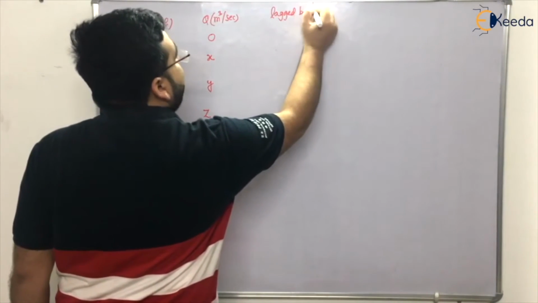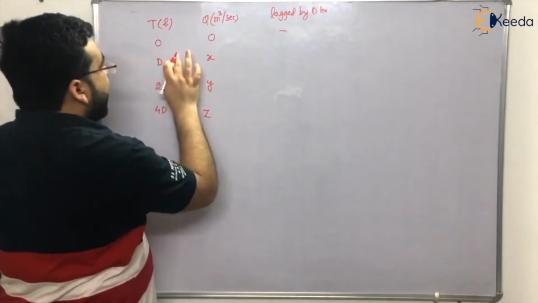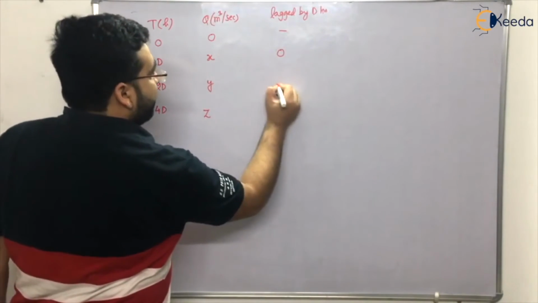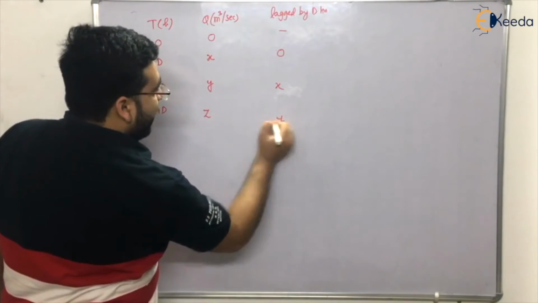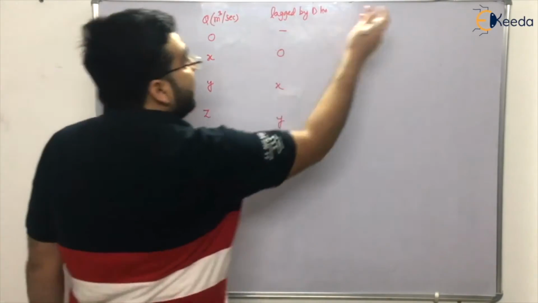Lag by D R S. So what will it be? This will be, now, lag by D R S. It will be 0, it will be x, it will be y, it will be z somewhere. Clear? Now again lag by D R S.